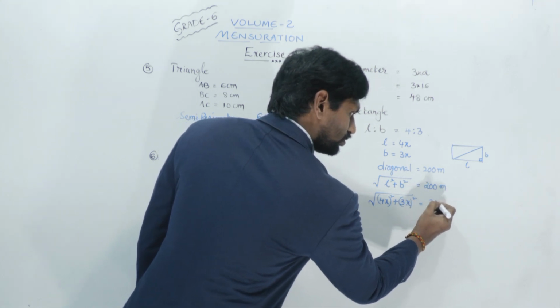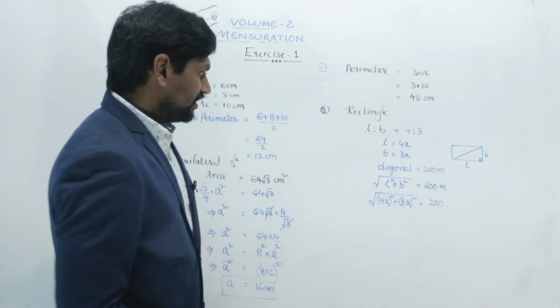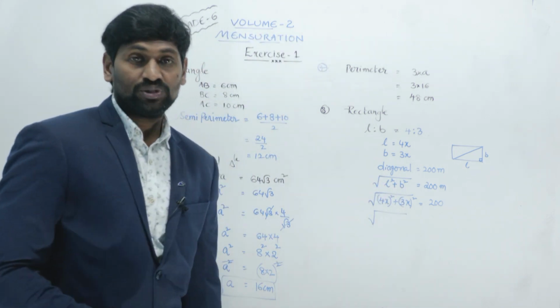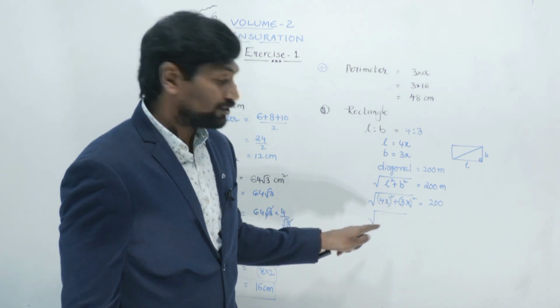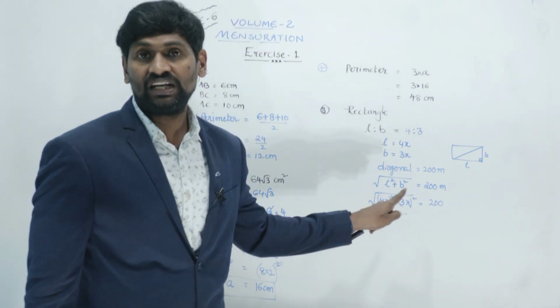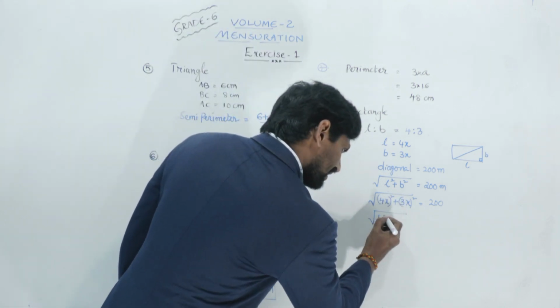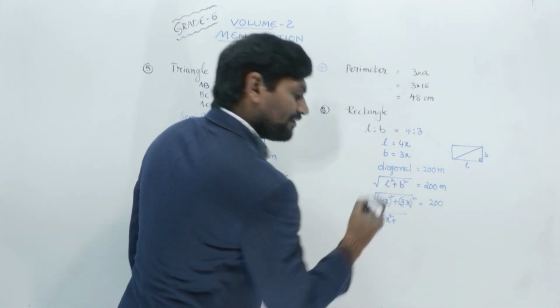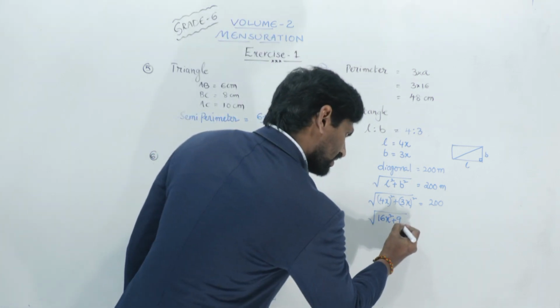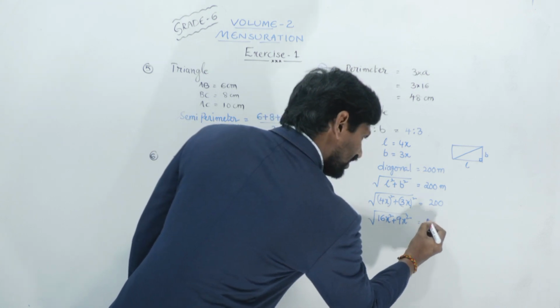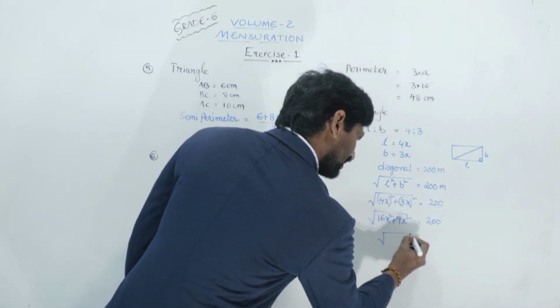That is equals to 200. Okay. Now square root of (4x) whole square plus (3x) whole square, that means the square should be applied to both numerical and variable. So 4 square value 16x square and 3 square value 9x square. So 16x square plus 9x square will be 25x square.